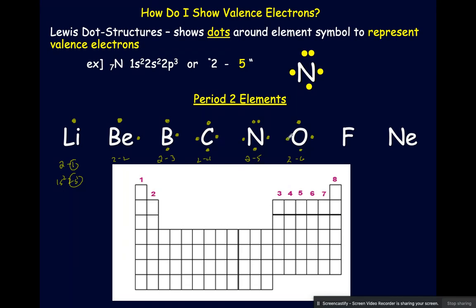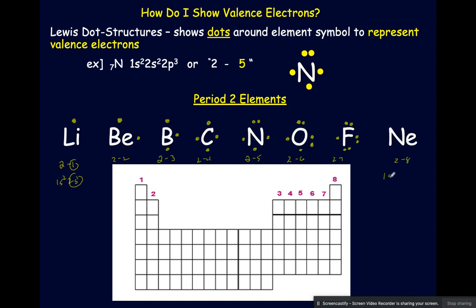3, 4, 5, and 6. Again, we're doubling them up. Okay, and then fluorine 2-7. 1, 2, 3, 4, 5, 6, 7, and then you guessed it, 2-8.